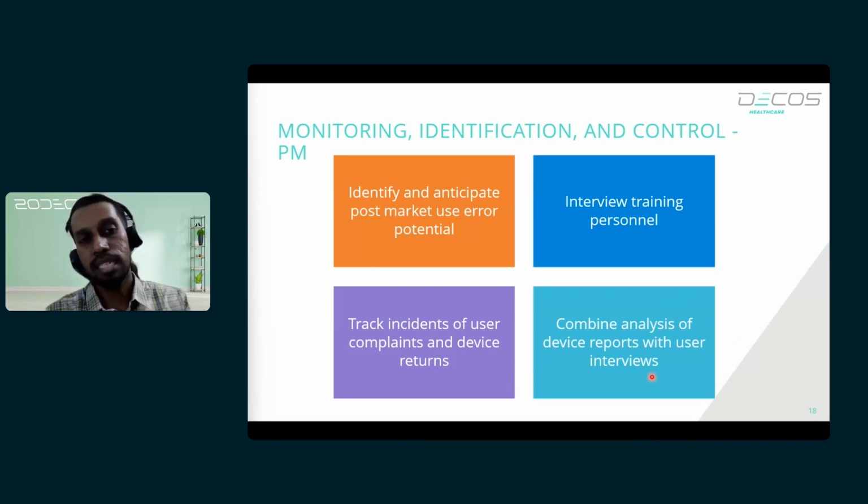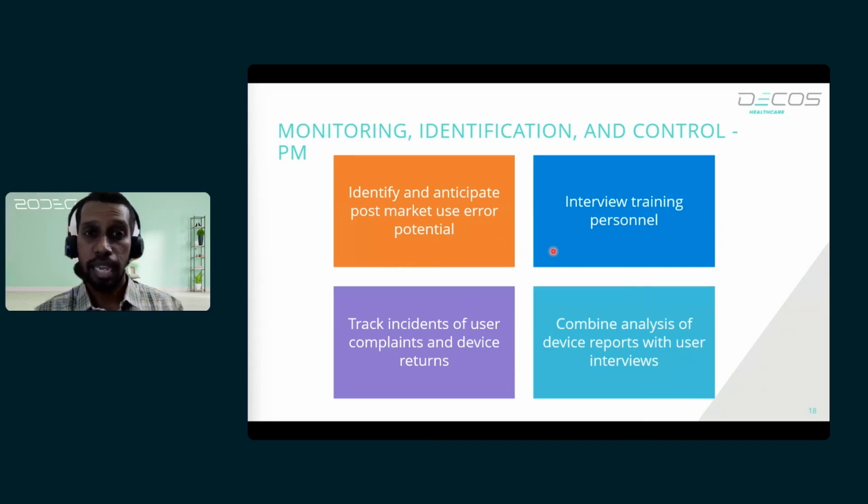Once the device is put into real time use, we'll be monitoring the post market activities as well. So we need to identify what are the post market errors that have been recorded. All the user error risks that we identified during the design phase, development phase and identification phase, our entire process won't stop there. It would go on once the device is put into market as well. So we need to identify what are the user errors that are recorded in market.